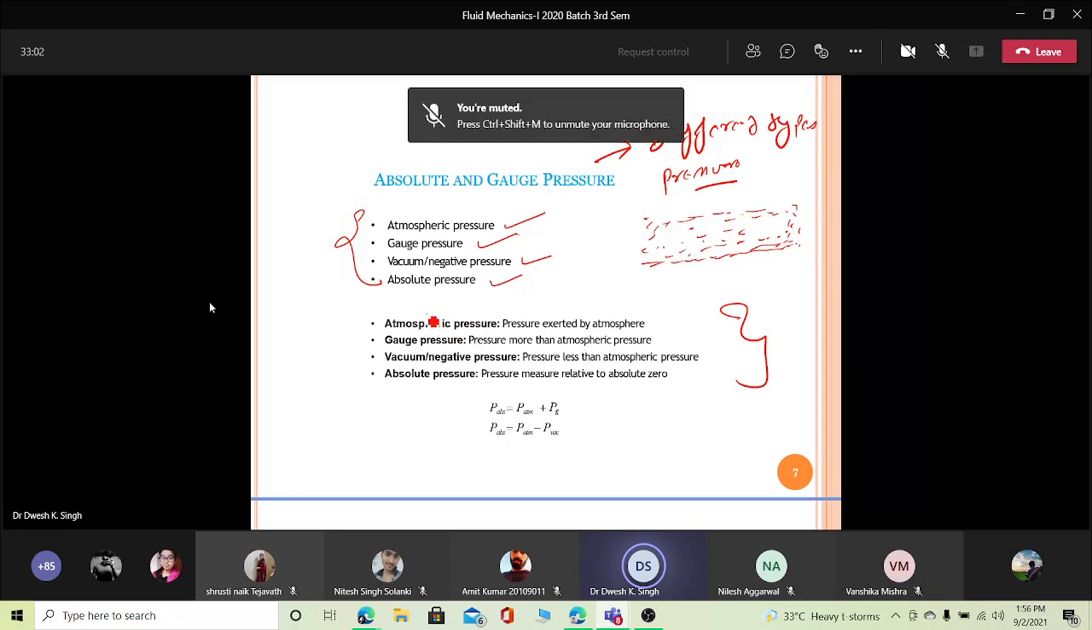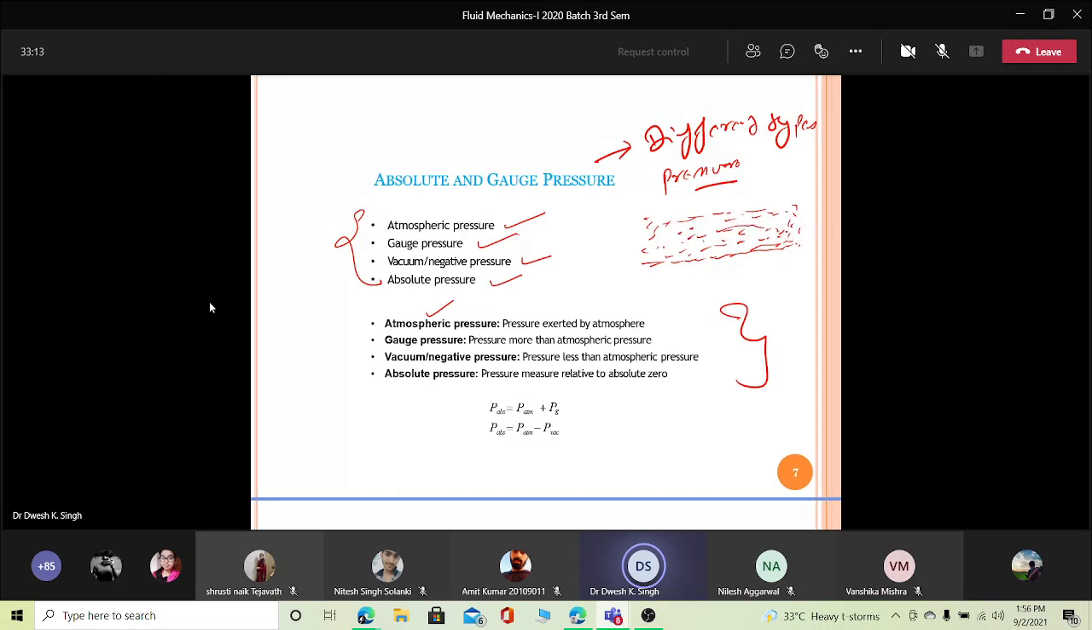So why is it called atmospheric pressure, and who exerts the pressure? It is the air, because our environment is full of fluid. That fluid is air, which exerts the pressure. That is why it is called atmospheric pressure, because a fluid always exerts pressure. If there is a fluid, it will exert pressure. In our environment there is air, so definitely there will be some pressure. That pressure is atmospheric pressure. Clear?